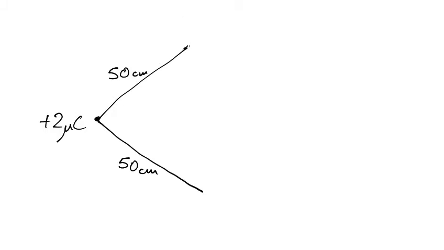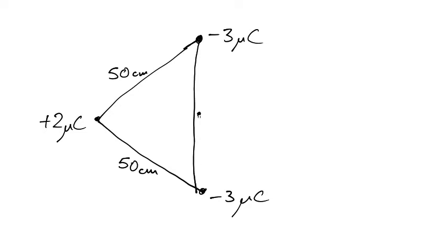And right here, we've got another charge of -3 microcoulombs. Here we have a charge of -3 microcoulombs. And right here in the middle, we have a charge of +1 microcoulombs. Now, this one is right in the middle, so it bisects the two. This angle here is 90 degrees. Therefore, this is 45, and this is 45.